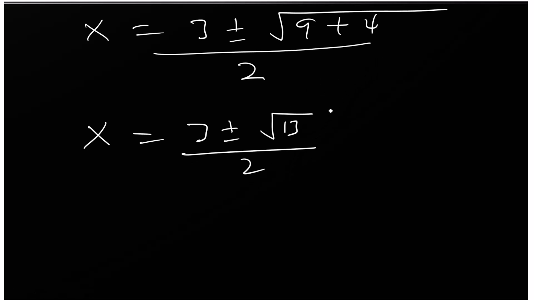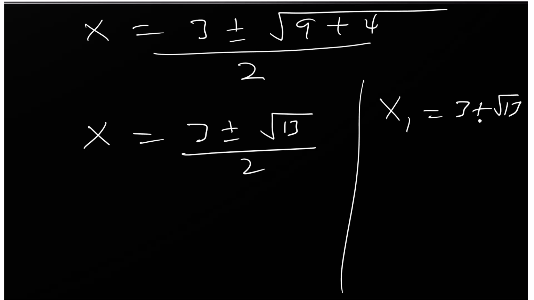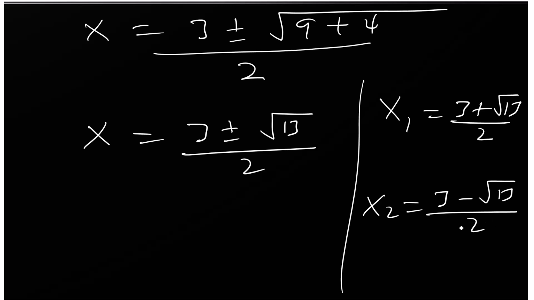So x has two solutions. My x1 will be (3 plus root 13) over 2, and x2 will be (3 minus root 13) over 2. So that's that.